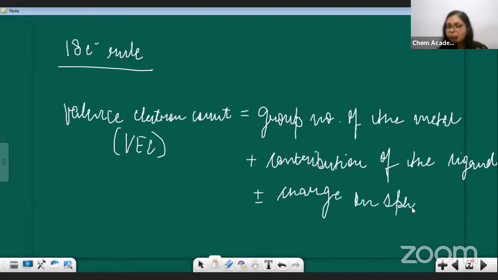I am just going to explain what this plus minus means. Now this is actually the formula for determining the valence electron count in case of the 18 electron rule. This plus minus charge on sphere is written for a reason. Suppose this is the sphere, and suppose here is some charge. While determining the valence electron count, if the charge is positive, then we will take it as negative, and if the charge is negative, then we will take it as positive.